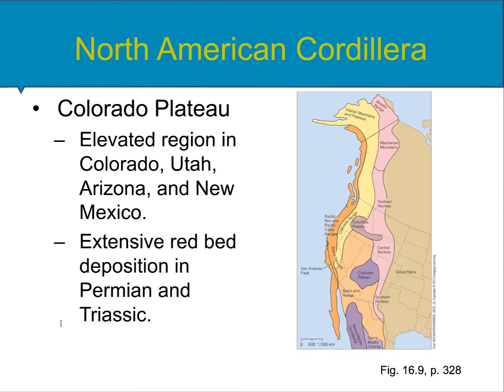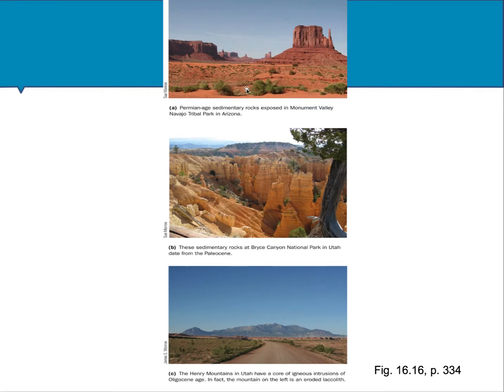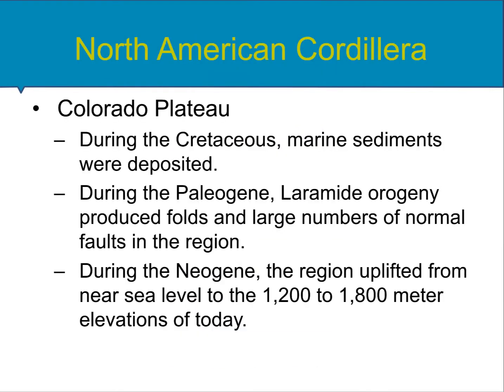So looking at the Colorado Plateau, it's an elevated plateau. It's around maybe 5,000 to 6,000 feet elevation, flat. We know it has all these Mesozoic sedimentary rocks that were formed during the Cretaceous Seaway. So elevated region, Utah, Arizona, New Mexico. Extensive redbed deposition in the Permian and Triassic. So we looked at some of those Permian age sandstones here in Monument Valley, the Bryce Canyon. These are Paleocene. And there's even some volcanic eruptions that occurred in this region as well.